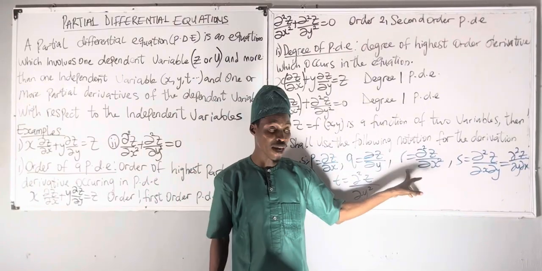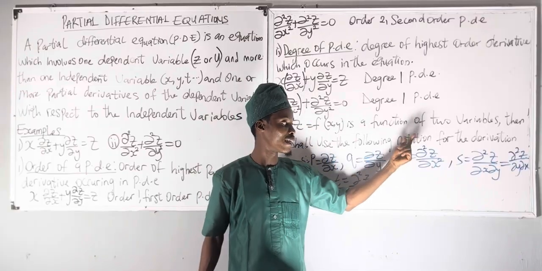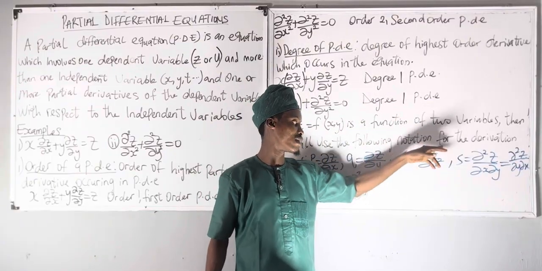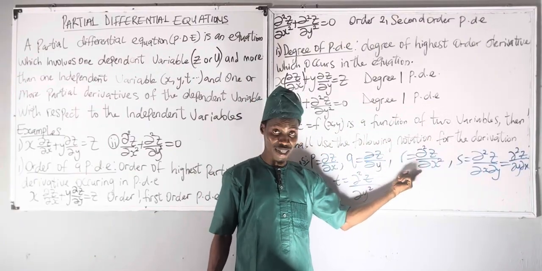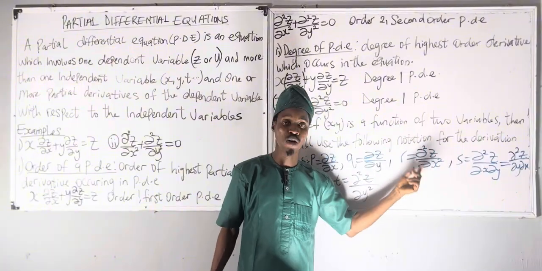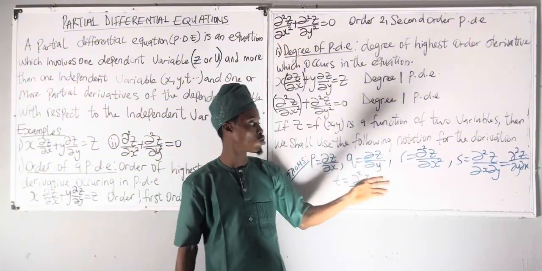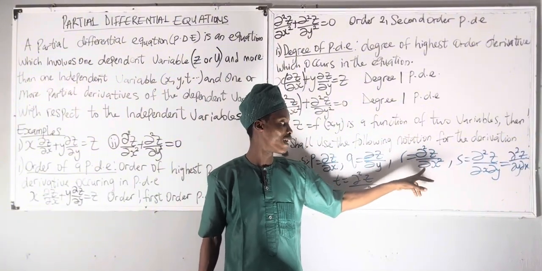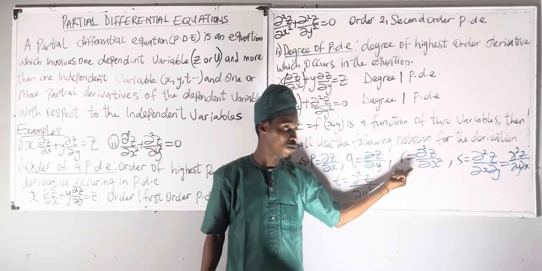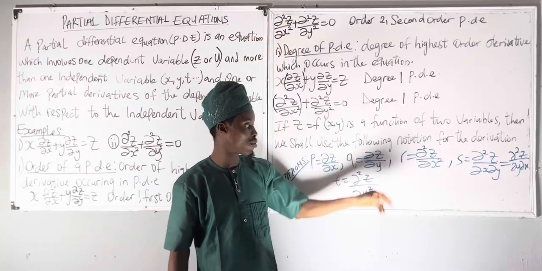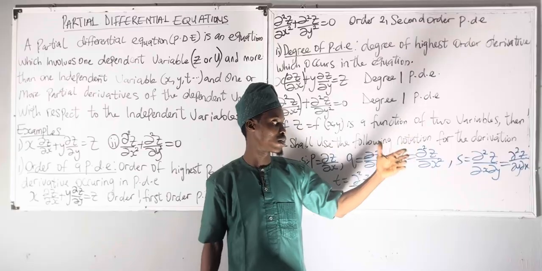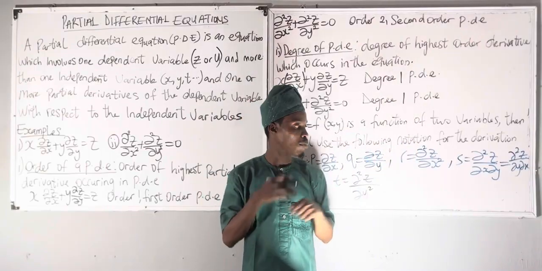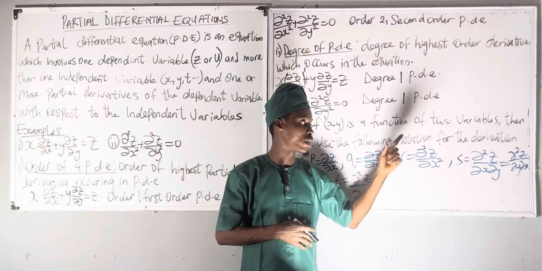But whenever we differentiate x twice, there's ∂²z/∂x². Partial square z over partial x square. It means we are going to imply ∂²z/∂x² as r. Whenever we see that, if I differentiate ∂²z/∂x∂y, I'm going to have ∂²z/∂y∂x.